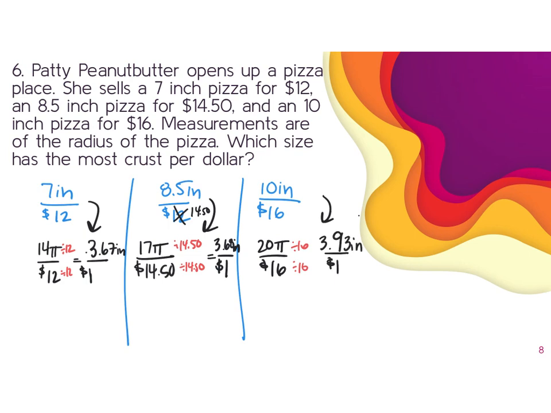So now let's look back at them and let's compare. I could either get 3.67 inches for a dollar, 3.68, or 3.93. I'm going to go with 3.93 because I'm getting almost 4 inches for that $1. That one, if I care about the crust, is giving me the most crust per dollar spent.